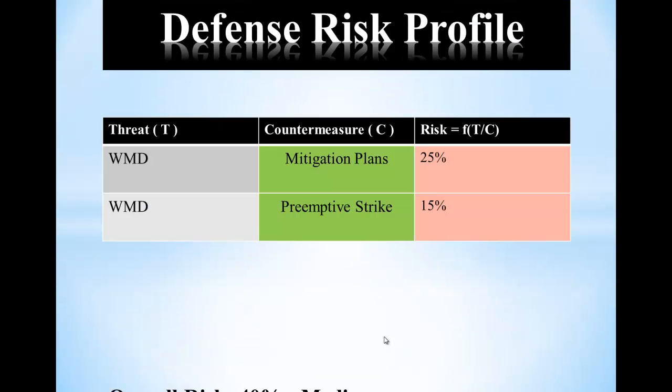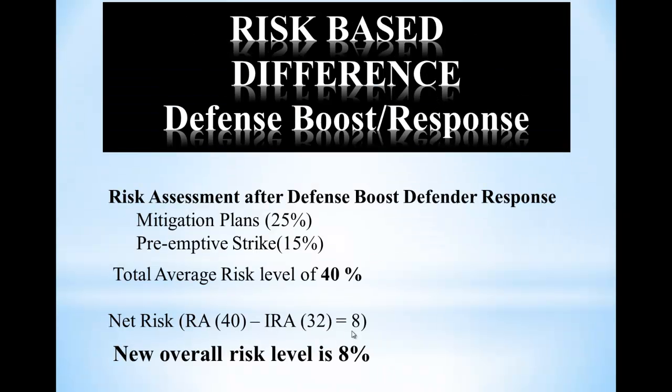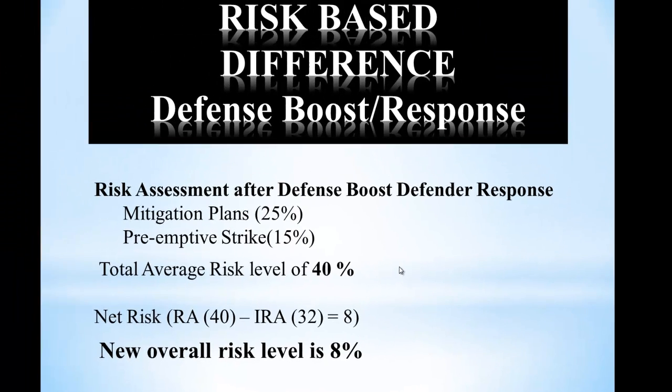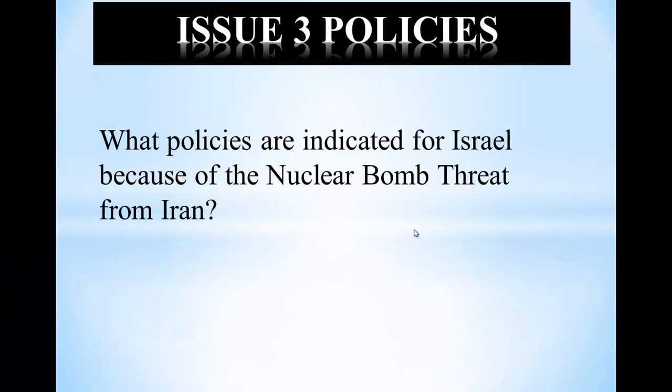For the defense risk profile, we have a 40% medium overall risk. The difference between the defense boost and response: mitigation plans are at 25%, preemptive strike at 15%, total average risk level of 40%, which gives us a new overall risk level of 8%. Issue 3 would be the policies. What policies are indicated for Israel because of the nuclear bomb threat from Iran?